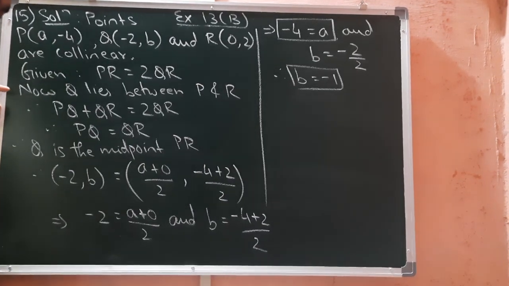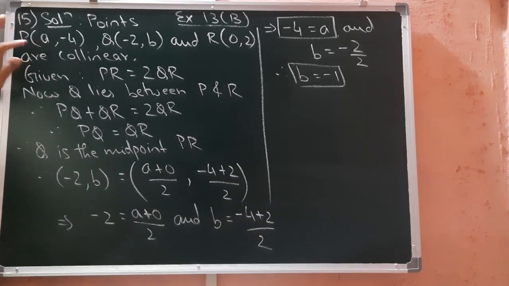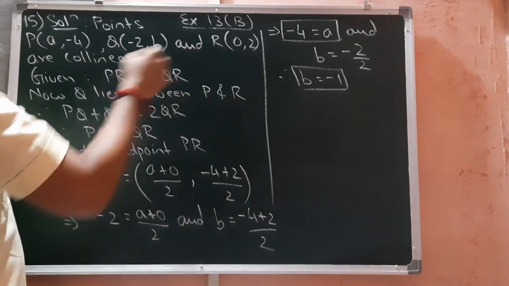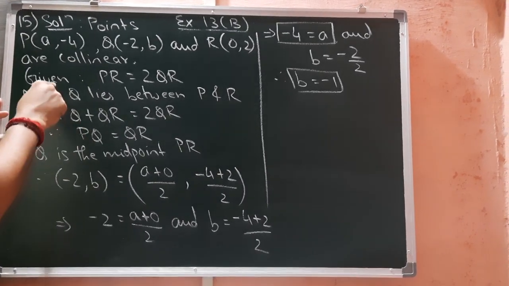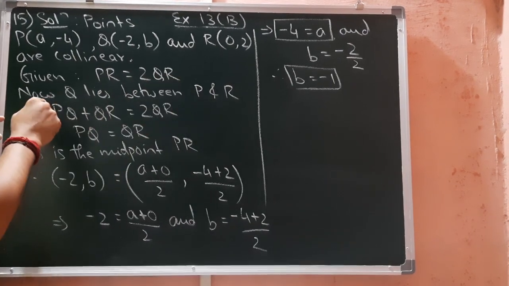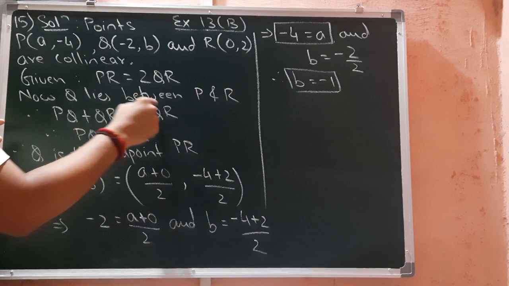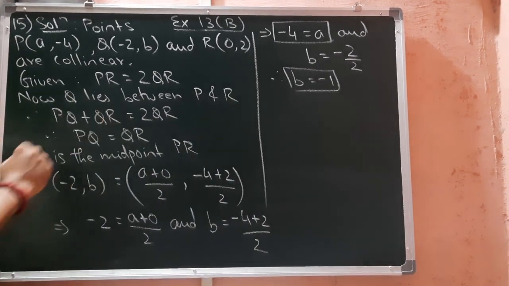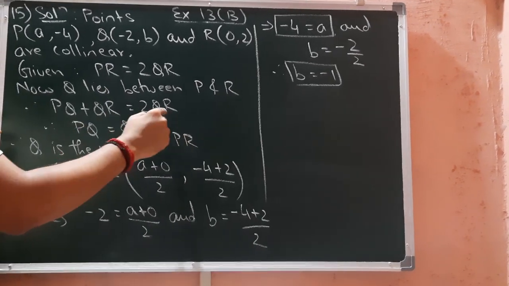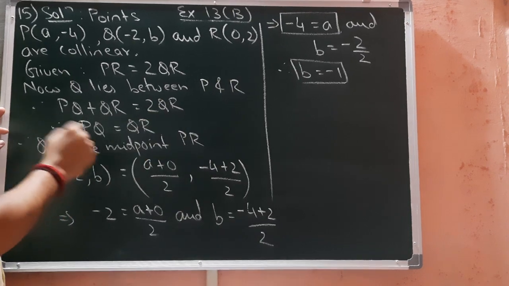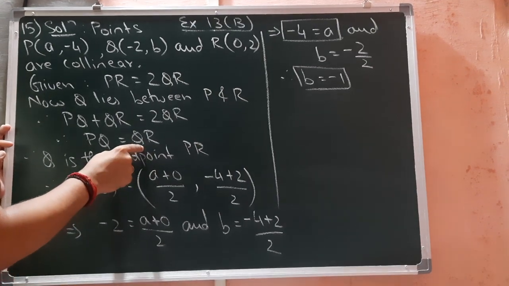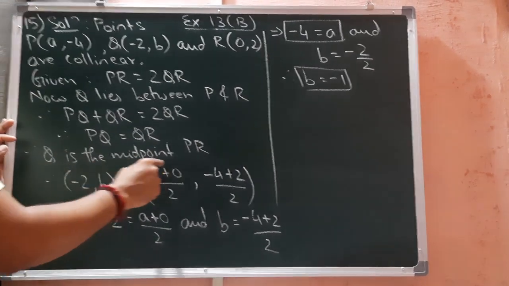Question 15. Point P (A, -4), point Q (-2, B), and point R (0, 2) are collinear. That is given to you. Also given that line segment PR is equal to twice QR. Now this is also given that Q lies between P and R. Therefore PQ plus QR is equal to twice QR. One QR gets cancelled from here. So we get PQ is equal to QR. As PQ is equal to QR, and Q is lying between P and R, therefore Q is the midpoint of PR.